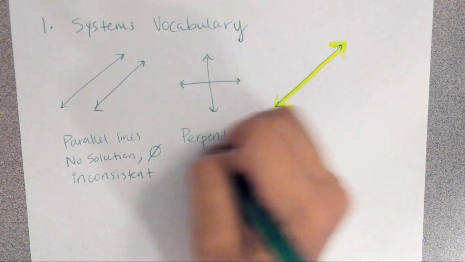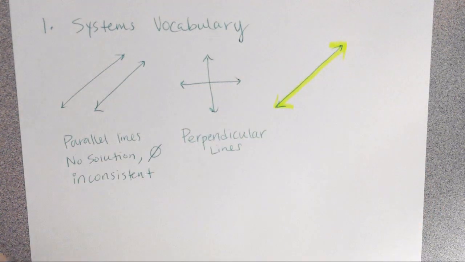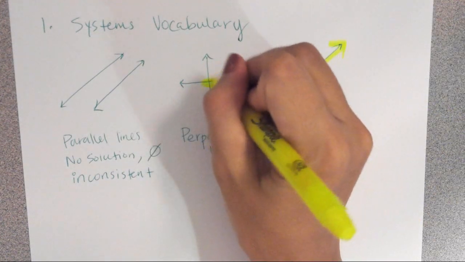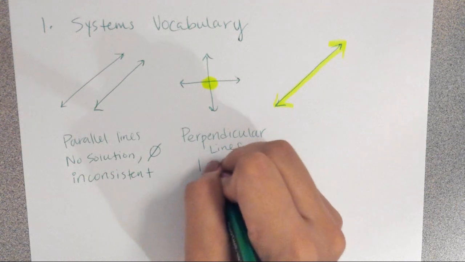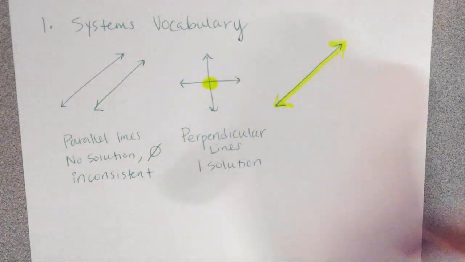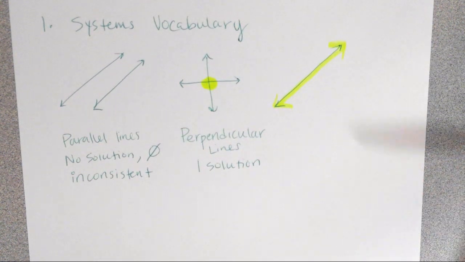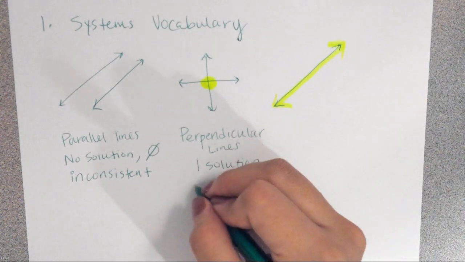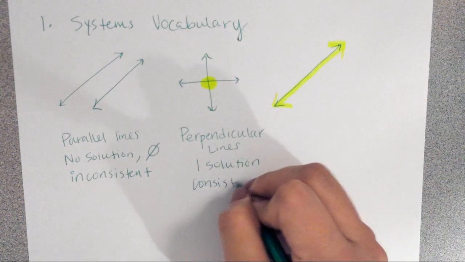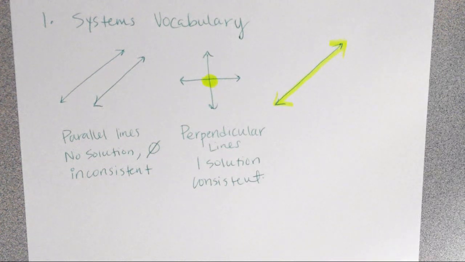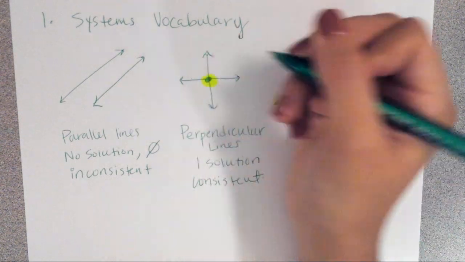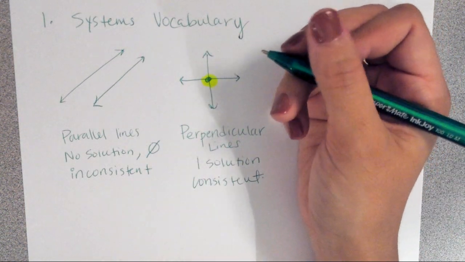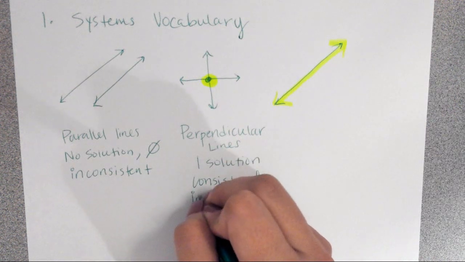Okay, for the next scenario we have perpendicular lines. So here, if you guys can see, they have one solution right here. So I'm going to write one solution. Because there is a solution, right, we have an answer, this is going to be consistent. That's what that means, that there is an answer, consistent. Independent versus dependent, I always tell my kiddos, how many solutions do we have? One. Independent means like you're by yourself, so it's going to be independent.